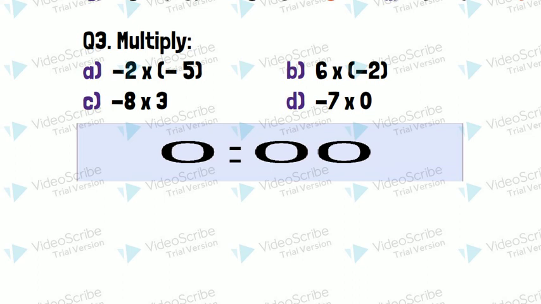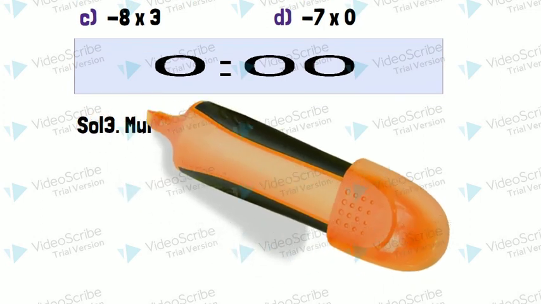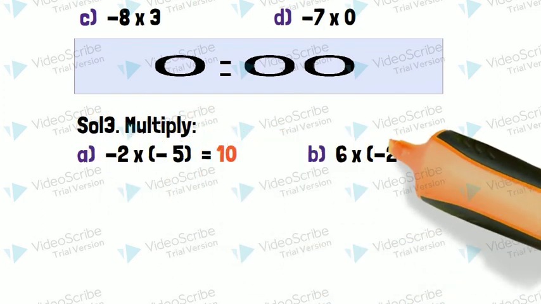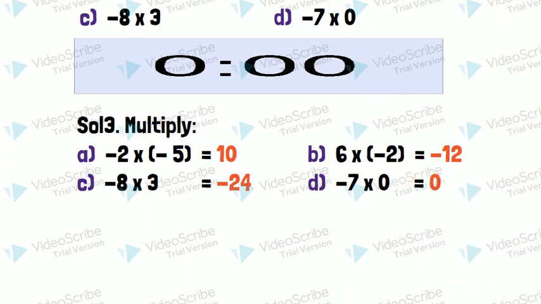Be quick, time is over now. Alright, let's see the answers. So in the multiplication, we are going to multiply the numbers and then focus upon the sign of the answer. If both the numbers are of the same sign, that means answer would be positive. You can see in the A part. If one of the numbers is positive, other is negative, then answer would be negative. You can see the B and C part. Now D part is if we multiply any number with 0, we will get the 0 result only. That's why the answer is 0.